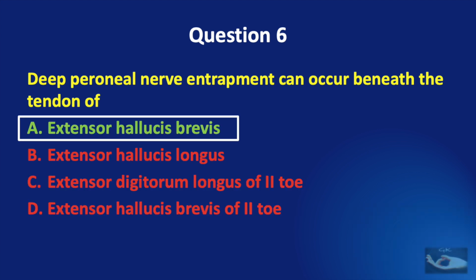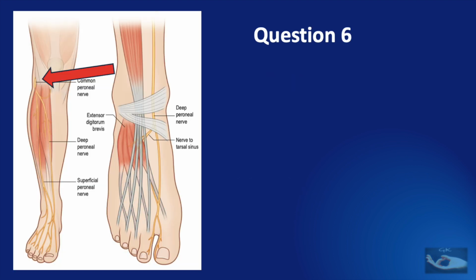The correct answer is deep peroneal nerve entrapment can occur beneath the tendon of extensor hallucis brevis. Common peroneal nerve entrapment can occur at the fibular neck. Superficial peroneal nerve entrapment can occur as it exits the fascia in the distal leg.